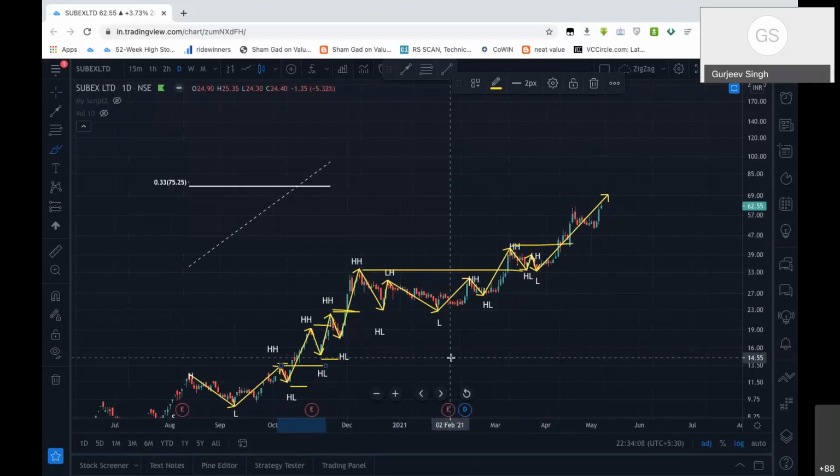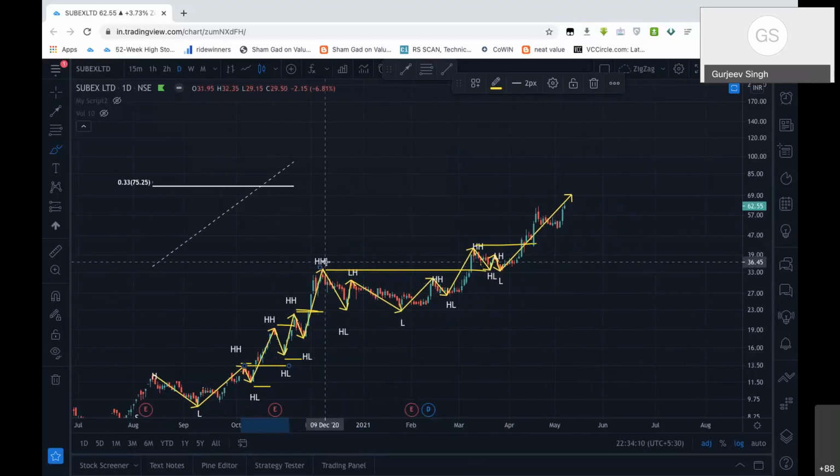Personally, what I like to do is, here a higher high is made, after that a lower high is made. When this higher high is breaking, I like to add over here. I don't like to add on these points because these are smaller swings. I like this swing to add my trenches.